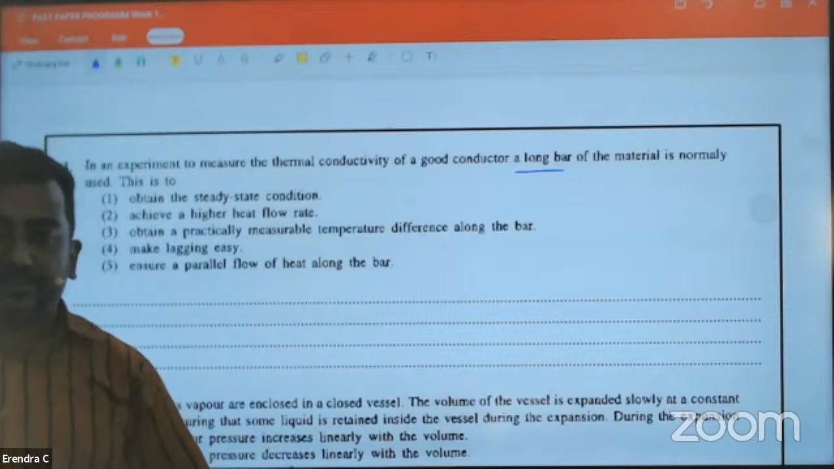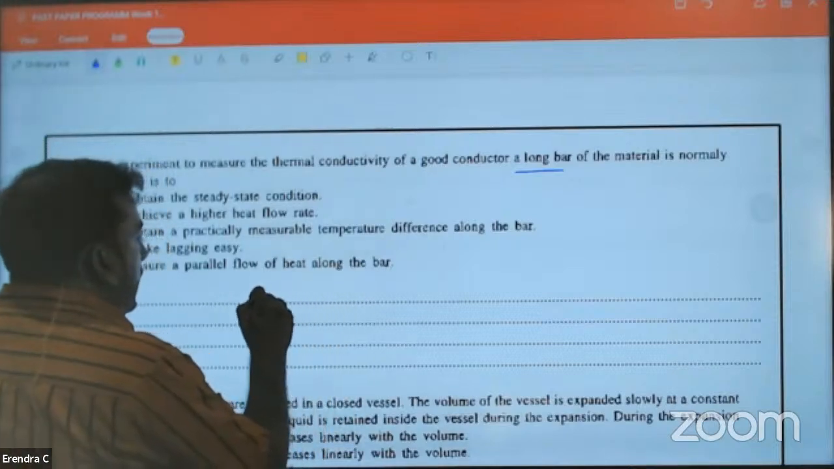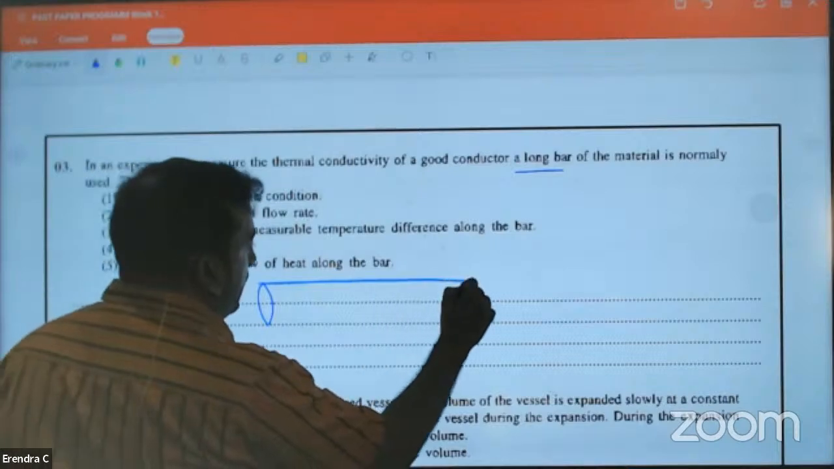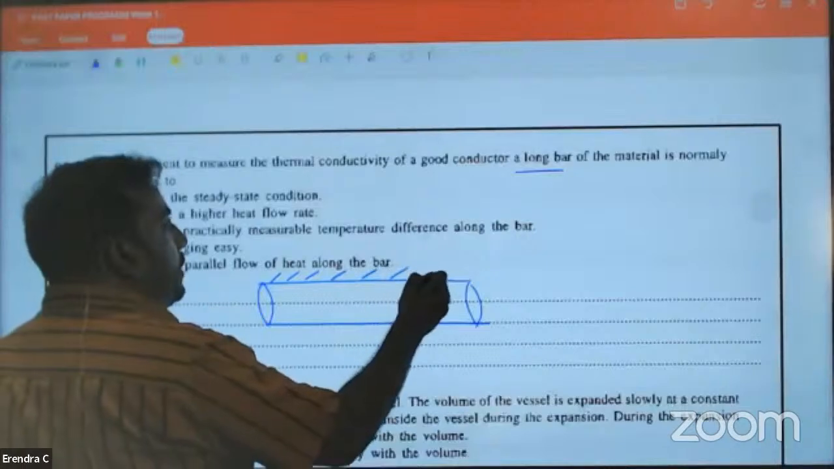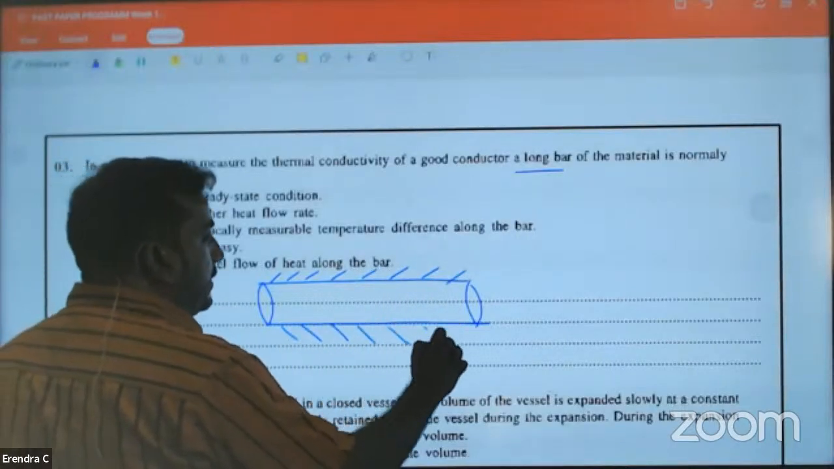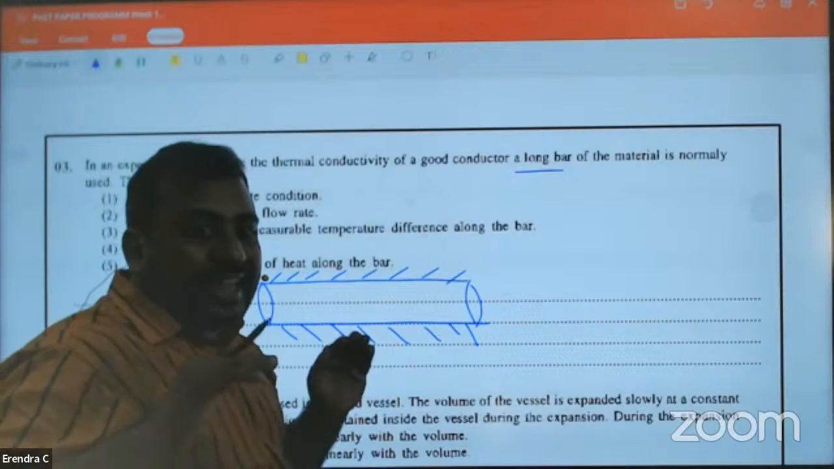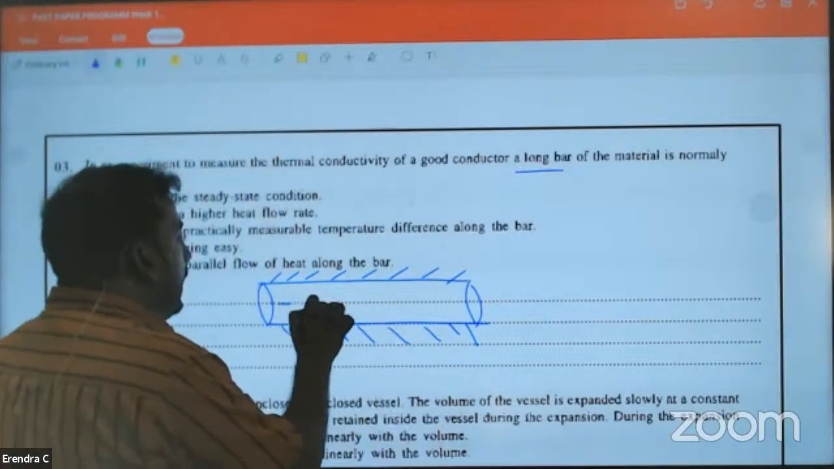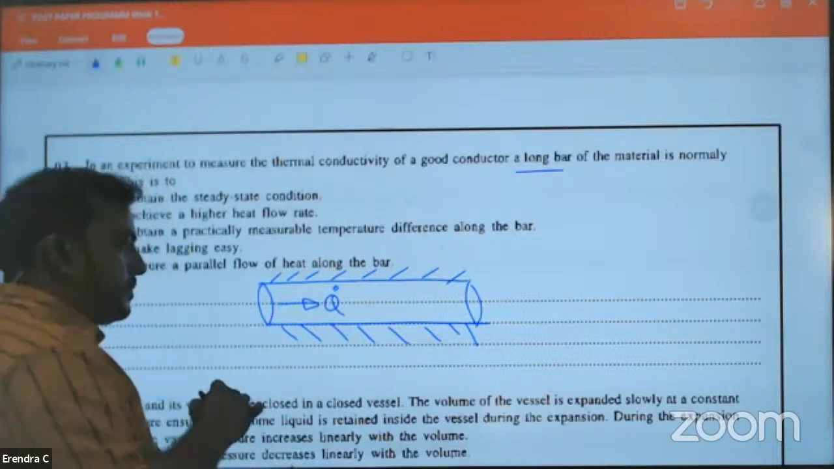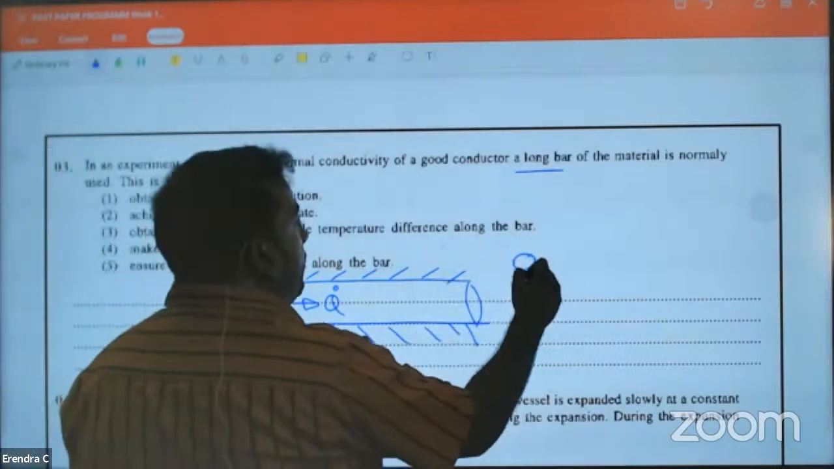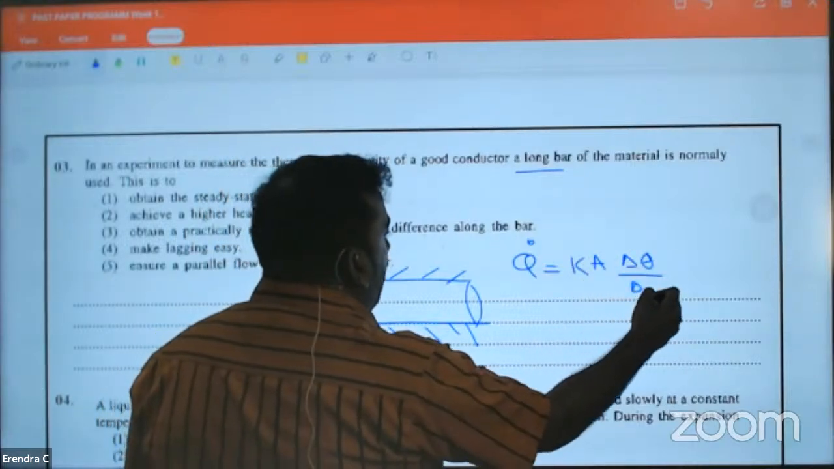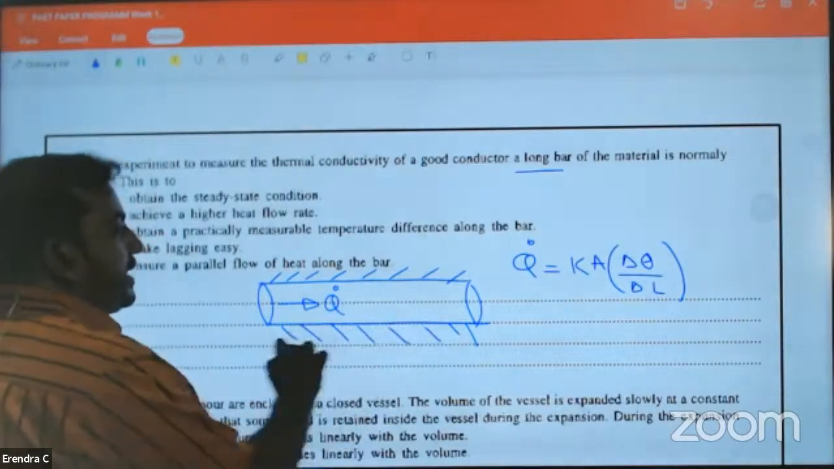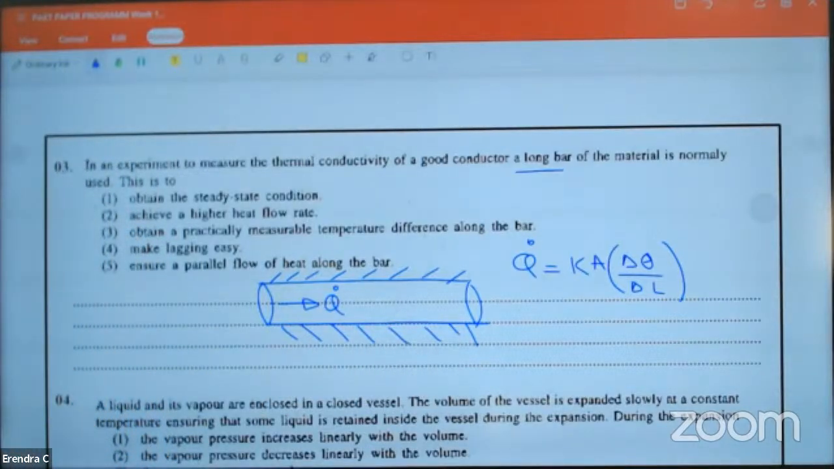Very good question. First, think about heat flow through a rod, assuming it is properly lagged. That means there's going to be axial heat flow. What is the equation for axial heat flow? Q dot equals K times A delta theta over L. This length we can take L. Look at the board carefully.